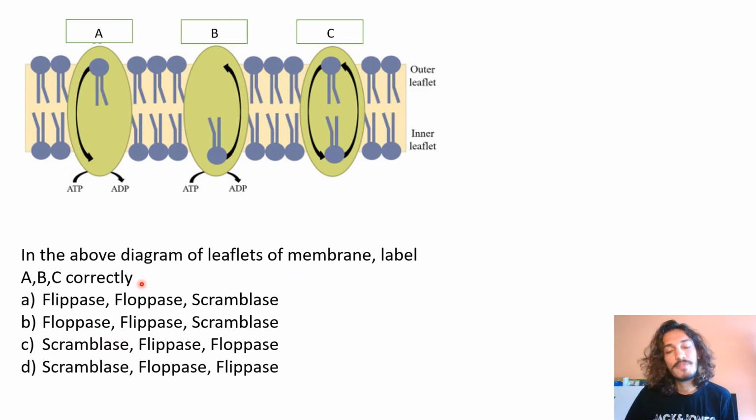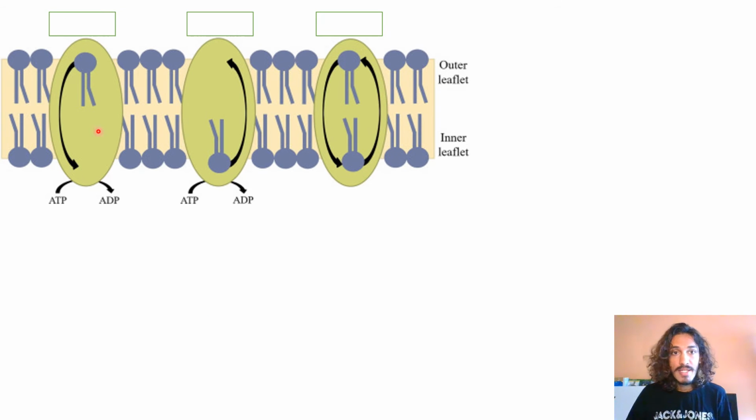In the above diagram of leaflets of membrane, label A, B, C correctly. So there are a lot of confusing things here. Flippase, floppase, scramblase and all that. So the answer here is this. Let's try to understand this. There are two leaflets in your membrane. We have the outer leaflet and the inner leaflet, and the constituents of that vary a lot.